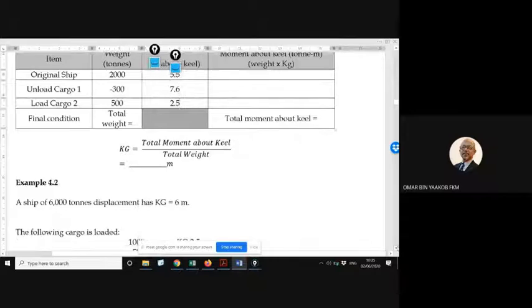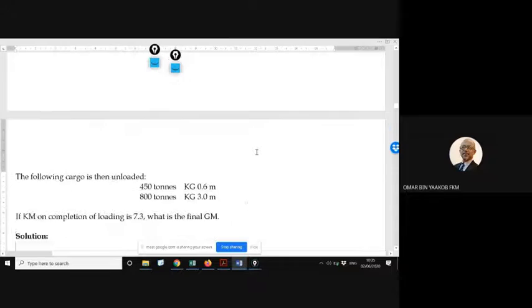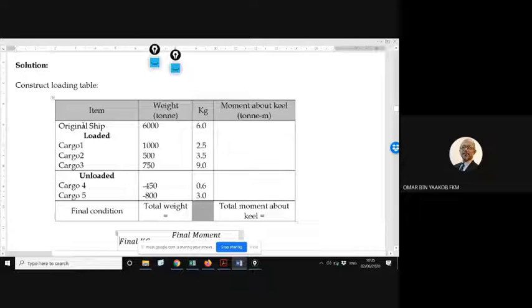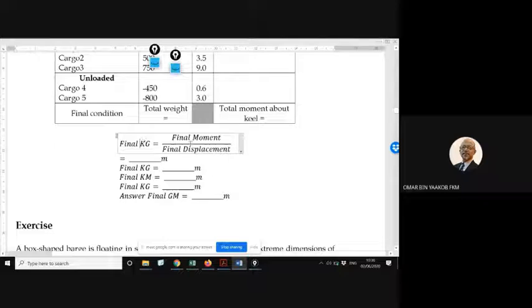Example 4.2 is very similar, except it has many more cargoes loaded and unloaded. So construct the loading table. Same thing, don't forget the original ship. Original ship has its KG, so the moment is weight times KG. You add, and you minus this one because this is minus. So you get total moment about keel and total weight. The final KG, which is the final center of gravity above keel, is this total moment divided by the total weight. Total weight is total displacement. Sometimes we use displacement, sometimes weight, because they will be the same, and we use the unit of tons.